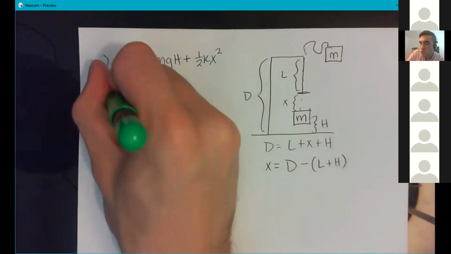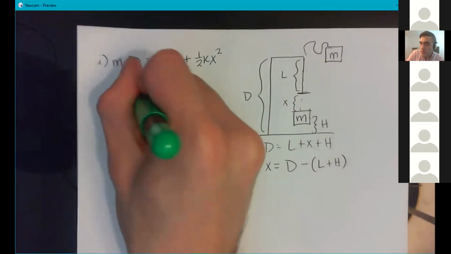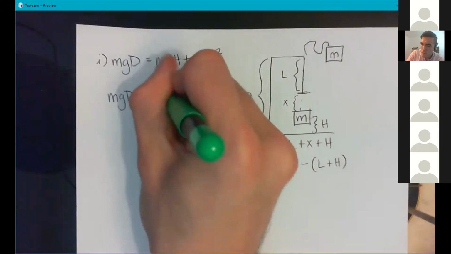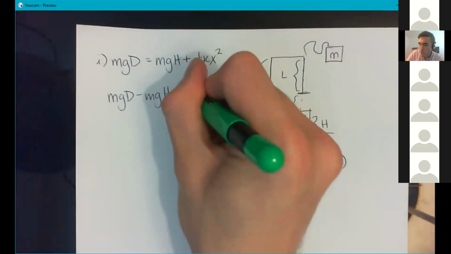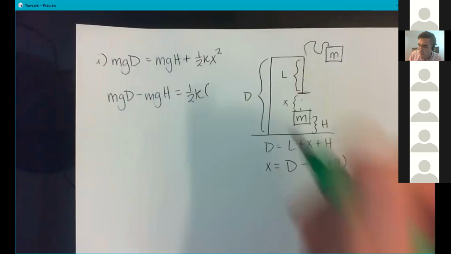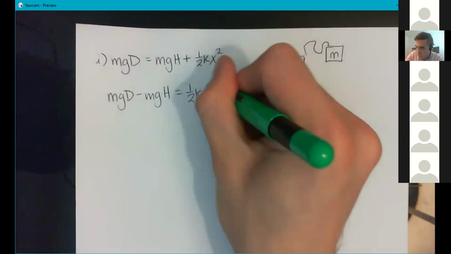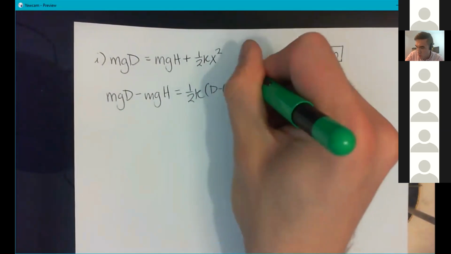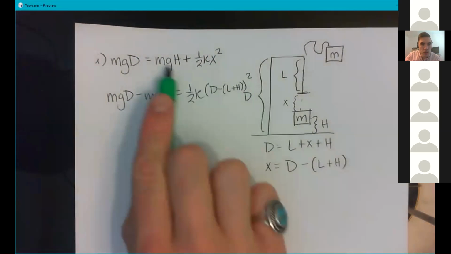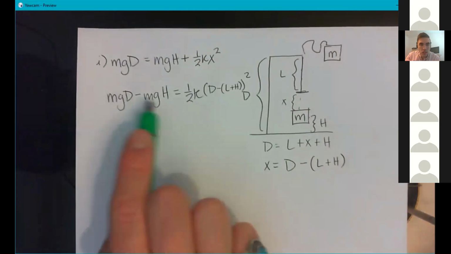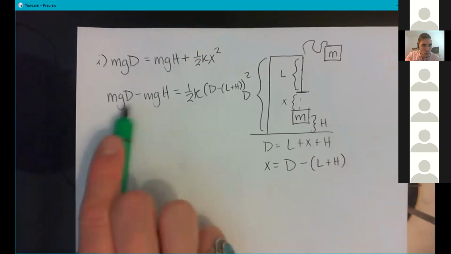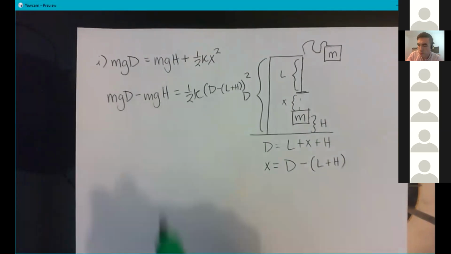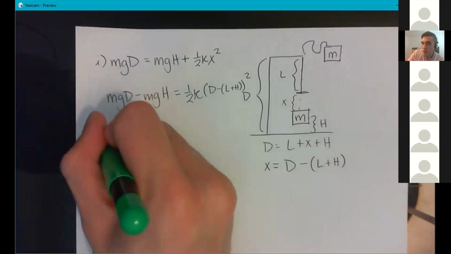And that is due to what fact? Why would I do that? Why would I move these over here to the left? What's nice about that? They both have mg. Yeah, so these both have mg.